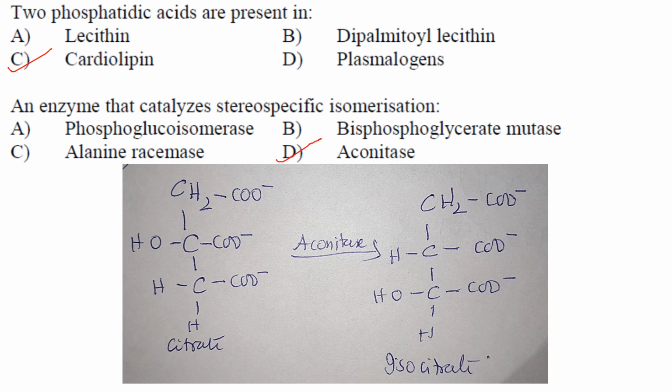Phosphoglucoisomerase catalyzes conversion of glucose 6-phosphate to fructose 6-phosphate. That is aldose-ketose isomerization, not stereospecific isomerization. Bisphosphoglycerate mutase catalyzes conversion of 1,3-bisphosphoglycerate to 2,3-bisphosphoglycerate. It is phosphogroup transfer, not isomerization. Alanine racemase catalyzes racemization of L-alanine to D-alanine. So the answer is aconitase.